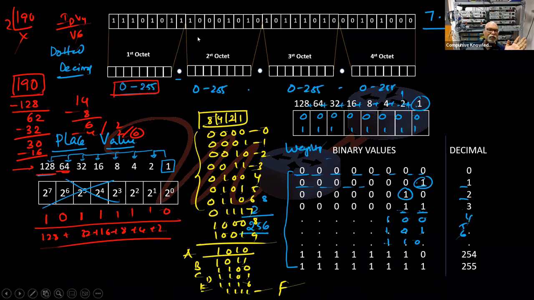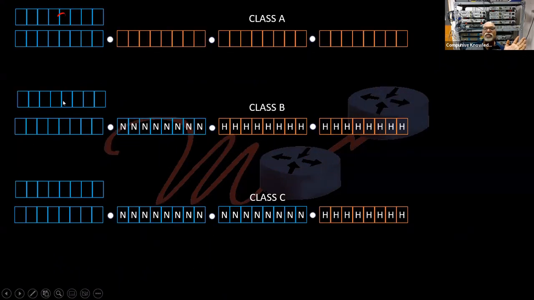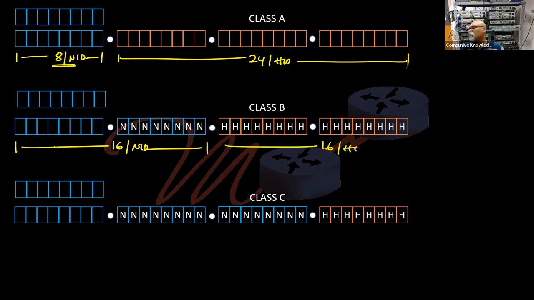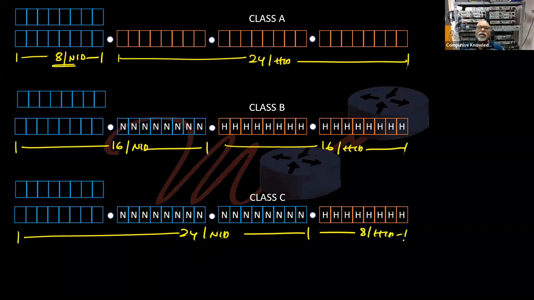Right. So we established one quality, same length. Now that same length is divided into three sizes. They call them classes. Big networks. How do you decide a big network? More computers. So first 8 bits represents network ID. That means small STD code. A big phone number. 24 bits represents host ID. First 16 bits represents network ID. Last 16 bits represents host ID. First 24 bits represents network ID. Last 8 bits represents host ID.